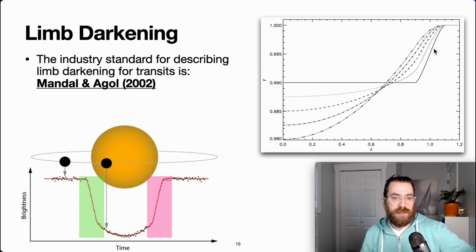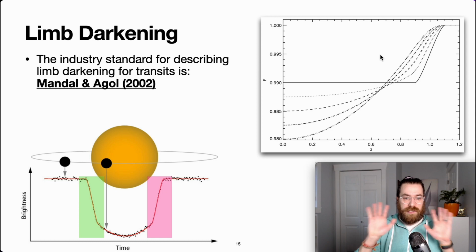And then as you slowly increase the importance of limb darkening, you can change the, so this is the flux, the absolute flux of the star is 1. And so here is limb darkening up to 2%, right? So this is a difference of 1%, but look at the dramatic difference in the shape of the light curve. So this is the industry standard.